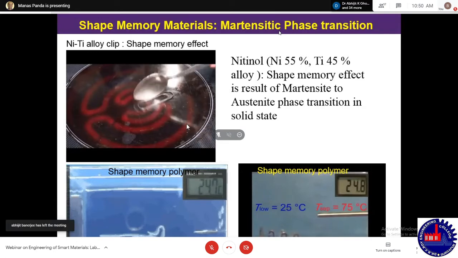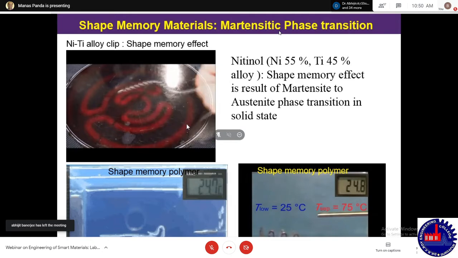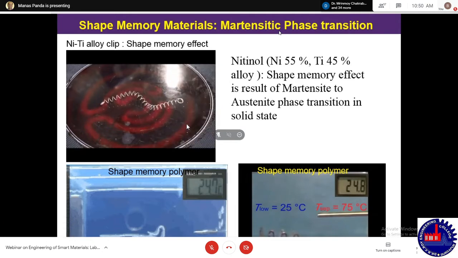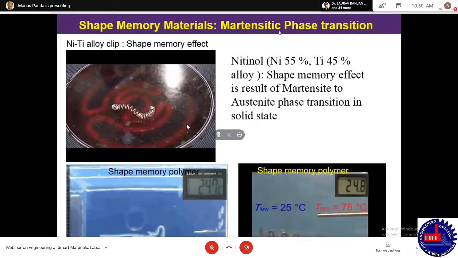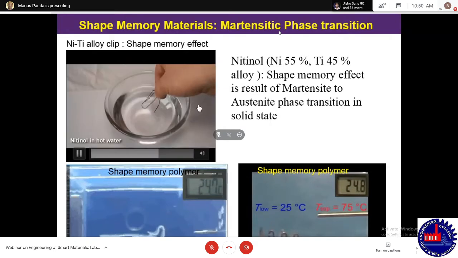And I'll tell you the mechanism in the subsequent slide. This is a metallic counterpart, I mean metallic material, which is nitinol. Okay, so this is how it will bring back its original shape.